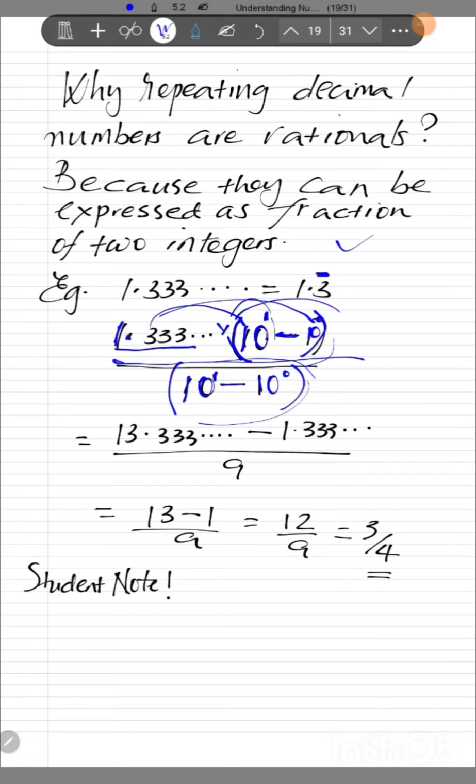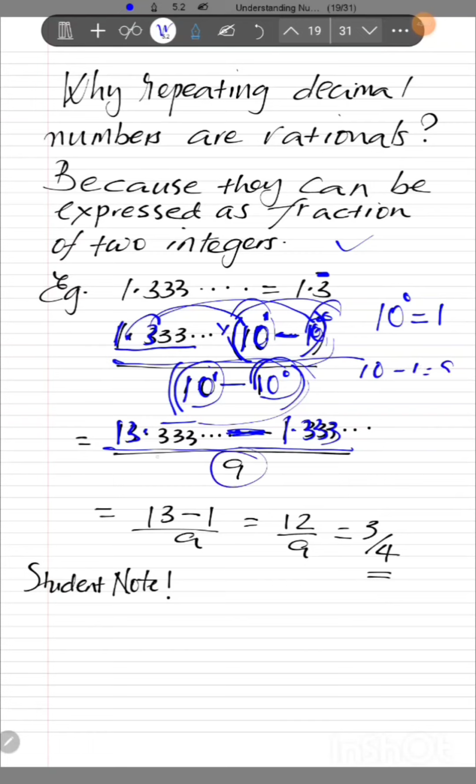So 1.333 multiplied by 10 to the power of 1, which is simply 10, we move the decimal point to the right by one step, and it is 13 point, the repeating part, okay? Minus, we put the minus here. We multiply it by 10 to the power of 0. Remember, 10 to the power of 0 is just 1. We multiply it by 1 means the number itself, 1.333. In the denominator, on the bottom here, 10 to the power of 1 is 10. 10 to the power of 0 is 1. 10 minus 1 is just 9.